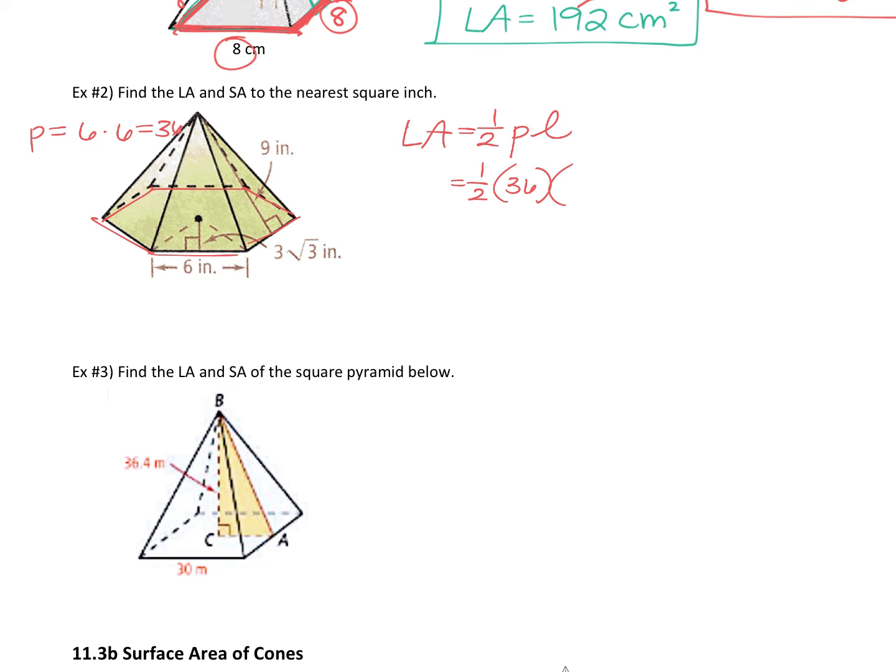What's the 3 rad 3? What is this? It's an apothem, right? That's a regular polygon. That's an apothem. So your L is this one, which is 9. Okay? Plug that in. You get a lateral area of 1/2 times 36 times 9, which is 162.